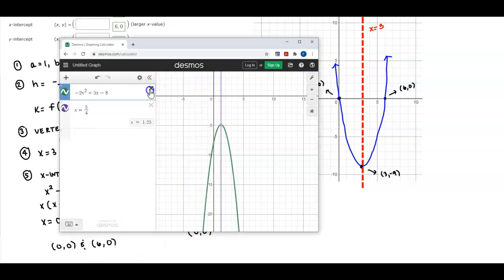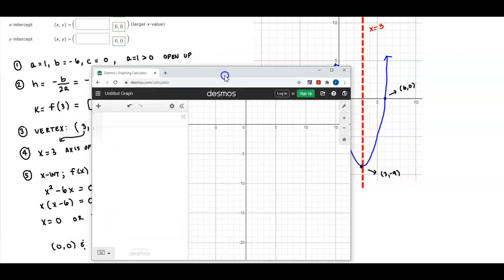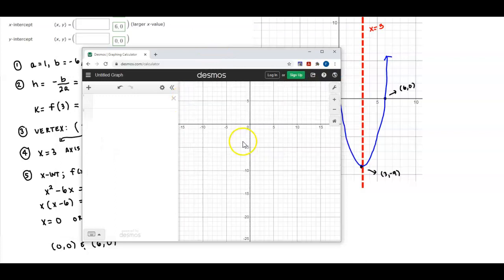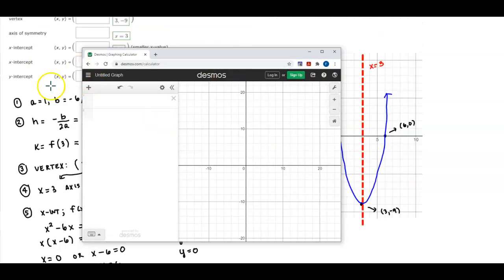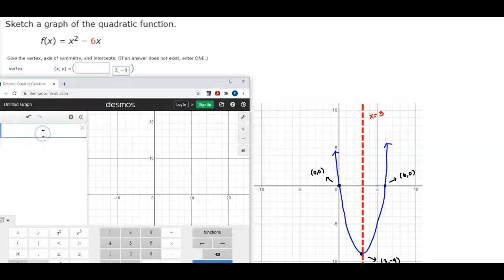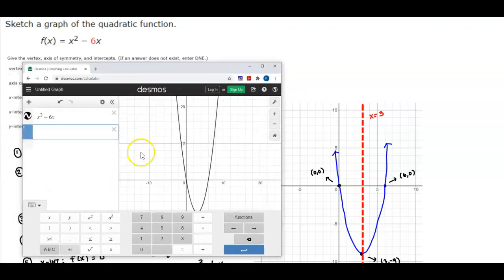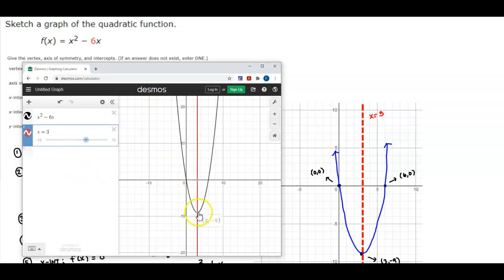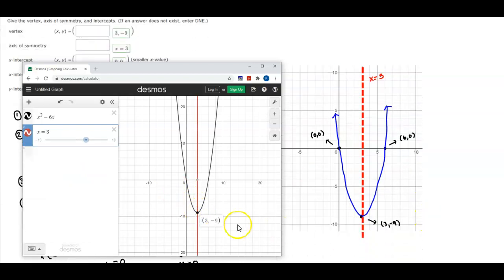And then let's go ahead and check to make sure that we're correct. Okay, so we're going to put our function in our graph. So we have x squared minus 6x. And then we know that the line of symmetry is that x is equal to 3. Let's just verify our points. Well, there's the vertex, which is 3, negative 9. We have our x-intercept at 0, 0, and then our other x-intercept at 6, 0. And there is our line of symmetry.